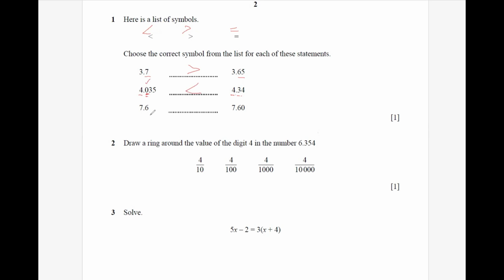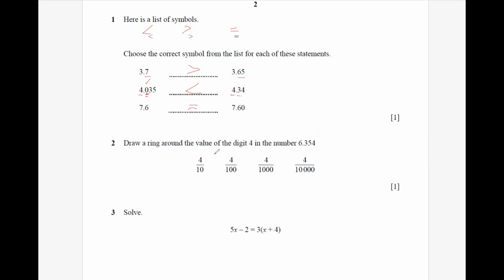And 7.6 and 7.60. As far as their place values are concerned, if you can just append another 0, that would definitely be equal to the 7.60, or even if it is 7.6, in that case also both of these are equal. So these are the symbols we need to place over here.